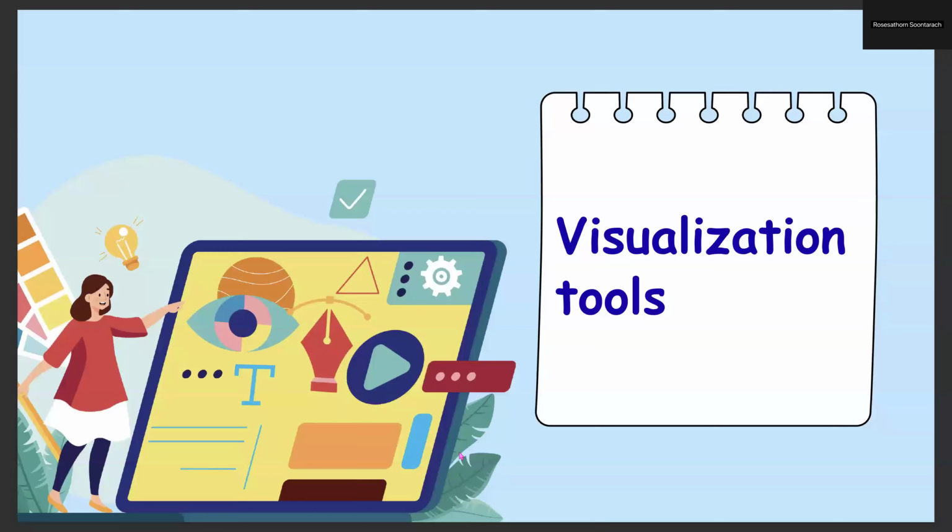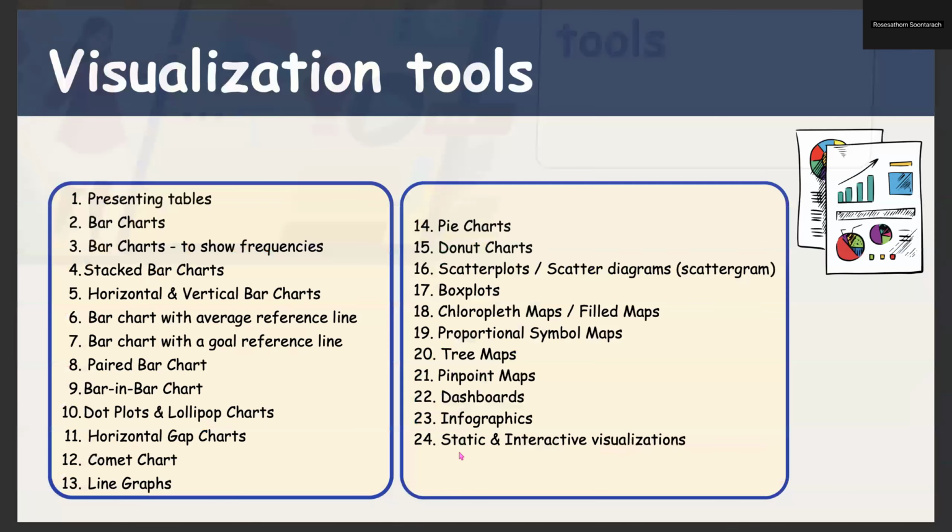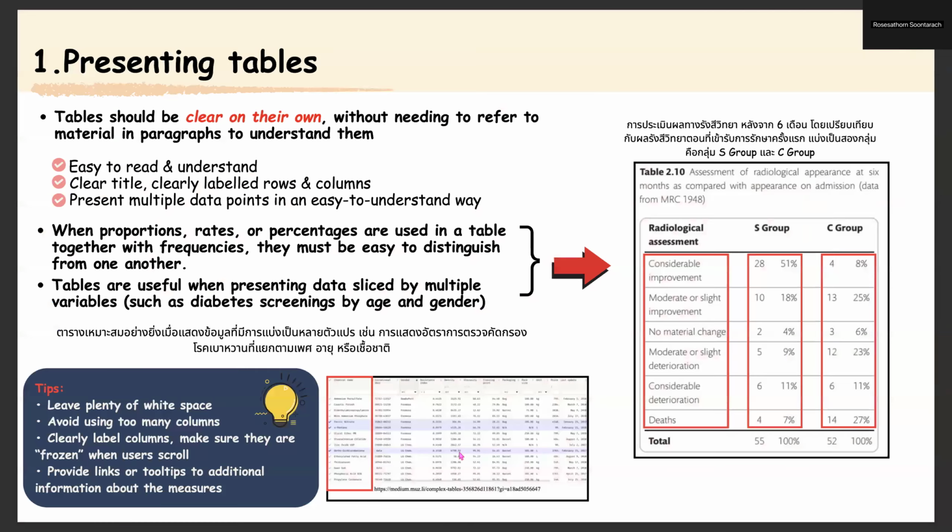And the next, visualization tools. There are many types of tools. The first one, presenting tables. Tables should be clear on their own without needing to refer to material in paragraphs to understand them. So it needs to be easy to read and understand.